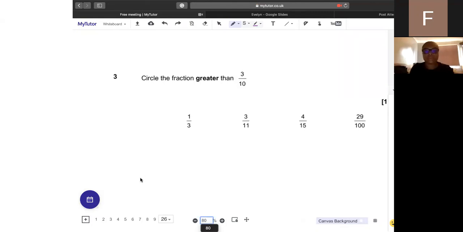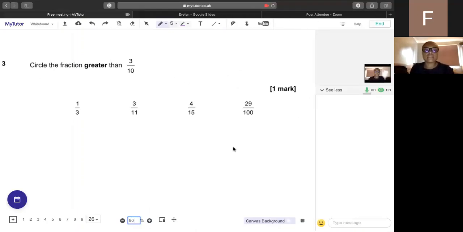All right, that's good. So the next one is circle the fraction greater than 3 over 10. So we have a third, 3/11ths, 4/15ths, 29 over 100. Instead of writing down all of these fractions with exactly the same denominator, including 3/10, that's going to take a while because it's going to be a very big number, because you have to find a common multiple between 11 and 15. So it is going to be a big number.